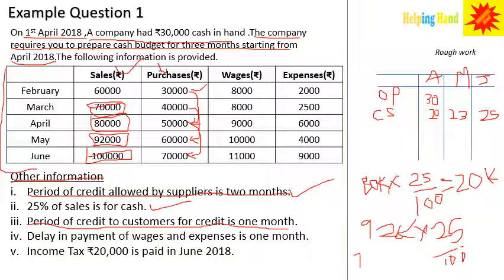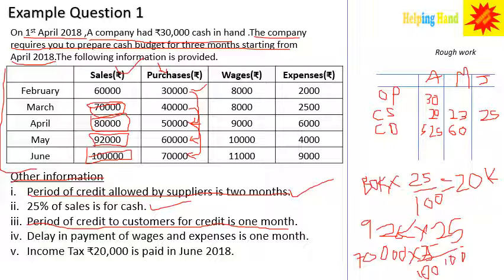So 70,000 into 75 divided by 100 shall go as collection from debtors for the month of April, which is 52,500. Okay, so for the month of May, of 80,000, 20,000 is already paid in the month of April. So left out is 60,000, which shall be paid in the month of May.